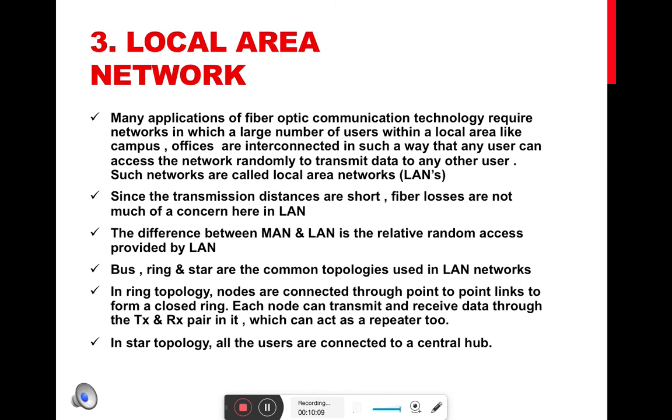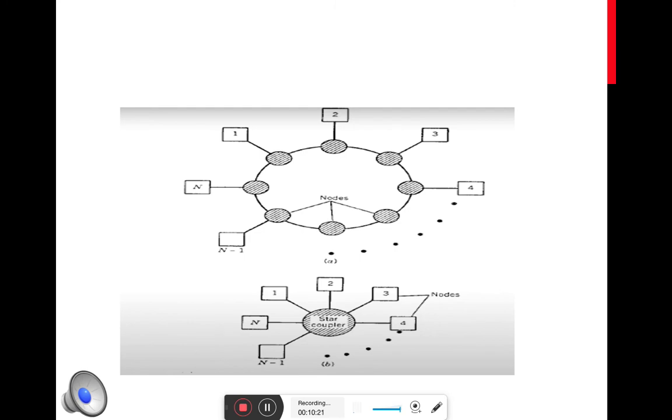The different topologies used in a local area network are bus, ring, and star. You can see the different topologies in the next slide. These are two topologies used in local area networks: one is a ring topology and the other is a star topology. In ring topology, all the nodes or subscribers are connected in a ring fashion through point-to-point links, so that each node has a transmitter and receiver pair. Each subscriber is also called a node. Each pair can transmit and receive information at the same time, that is, it has randomness here.